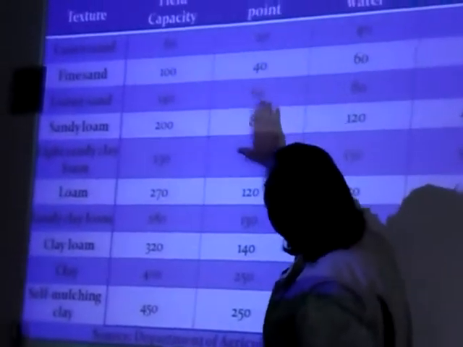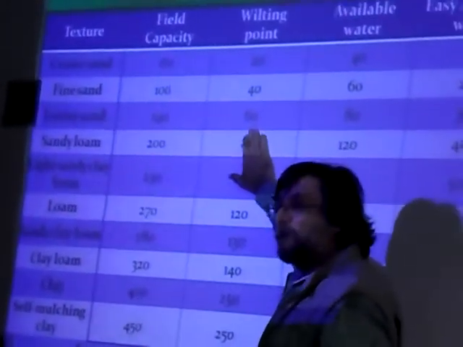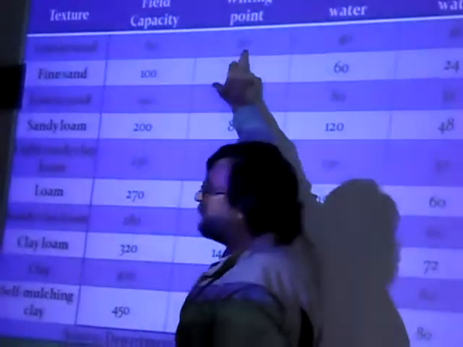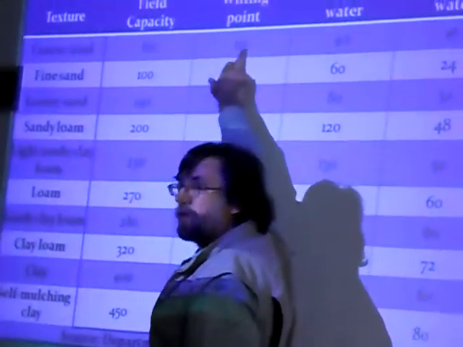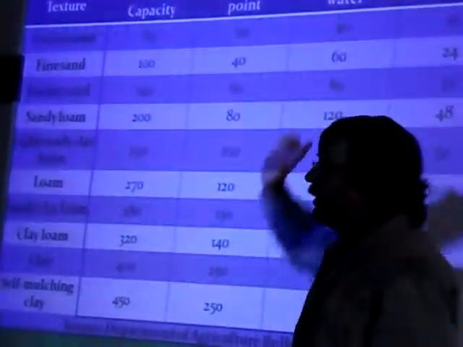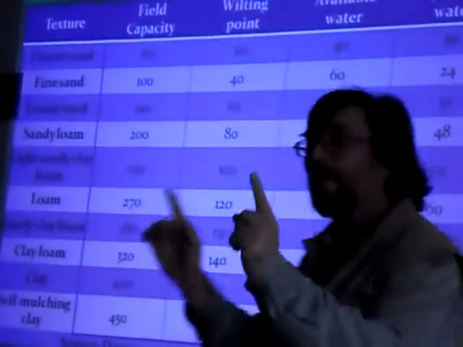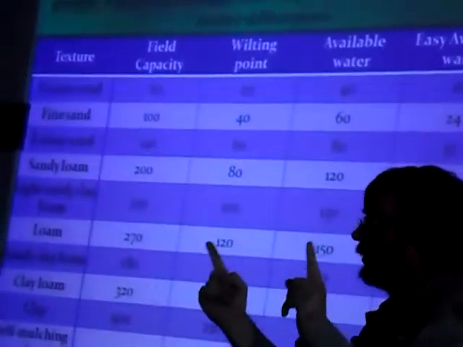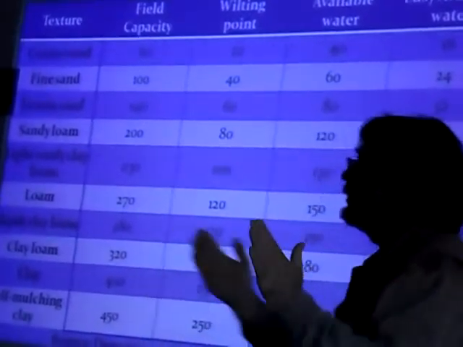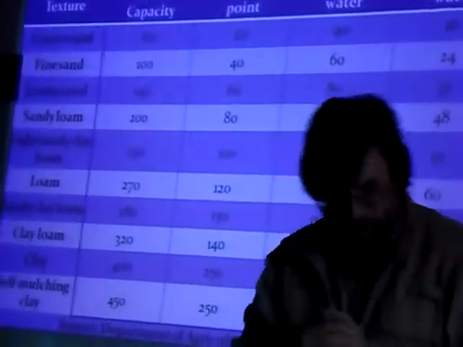The plant will die at what we call the permanent wilting point. So at 20 millimeter per meter, the plant will die. So there is only 40 millimeter of water available for the plant. But remember, it's from field capacity till the plant dies.